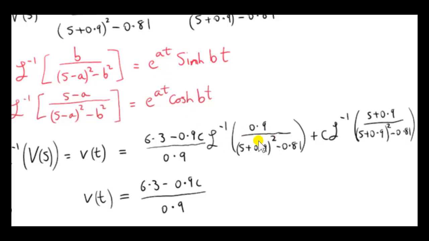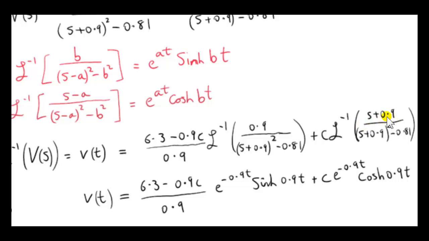So for the first inverse Laplace transform, we have to get e to the power of a times t, where a is this value here. a is 0.9. Well, actually a is minus 0.9. In the formula we have s minus a, so minus a is 0.9, or a is minus 0.9. Then we have sinh of b times t. Well, b squared is 0.81, so the square root of 0.81 is 0.9.